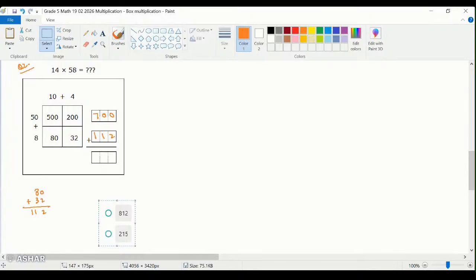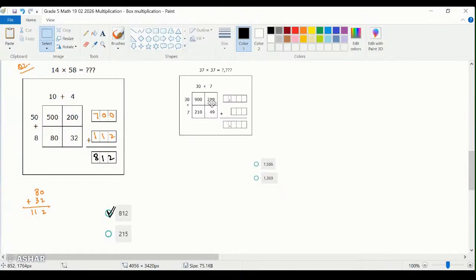So question number 2, the options given are 812 and 215, right? It cannot be 200. Why? Because we already have 500 and 200 in the options. They've been added together. The answer would be greater than 700, right? Perfect. Thank you. That means option number 1 is the correct answer.